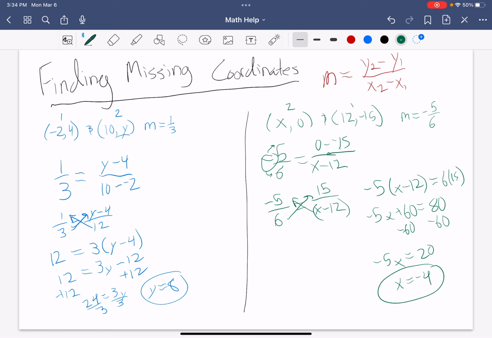And so that's how I find a missing coordinate when given the slope. It all boils down to starting off with the slope formula. From there, plug in the information you have, try to tidy it up, and if you need to, cross multiply to solve for the unknown variable.